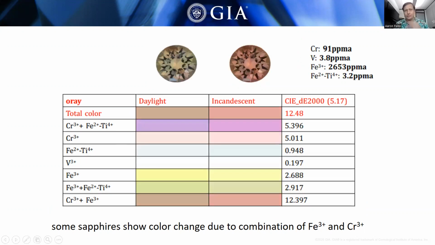One more example of this, another one of these color change Montana sapphires going from green to a brownish pink color. Again, I can model pretty accurately with the total chemistry of the sapphire, and then I can look at the individual chromophores in the sapphire as well. What I notice is that in this case, again, it's probably the combination of chromium and iron ions that is causing the change in color between these two illuminants, the daylight and the incandescent light.